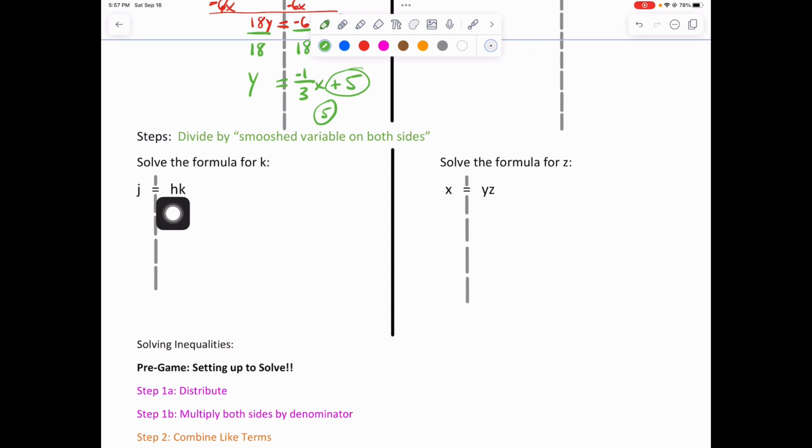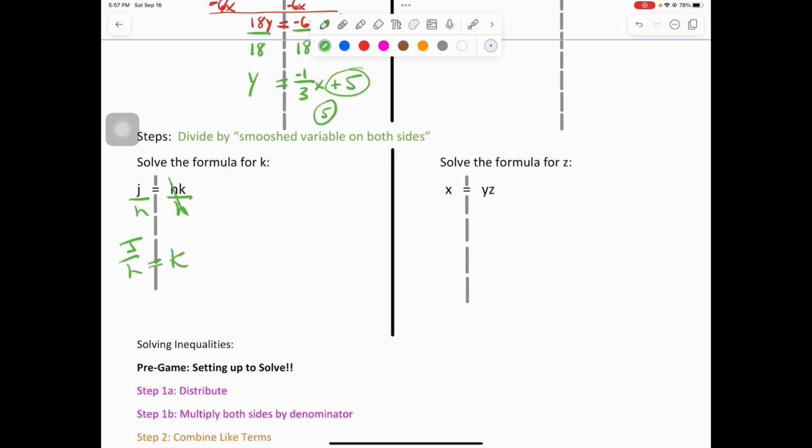Yes. And if it's a game of inverse operations, just meaning the opposite operation of multiplication is division, and we need to get k by itself, we'll divide by h. When we do this, we can just eliminate that. So our answer will be j over h equals k.